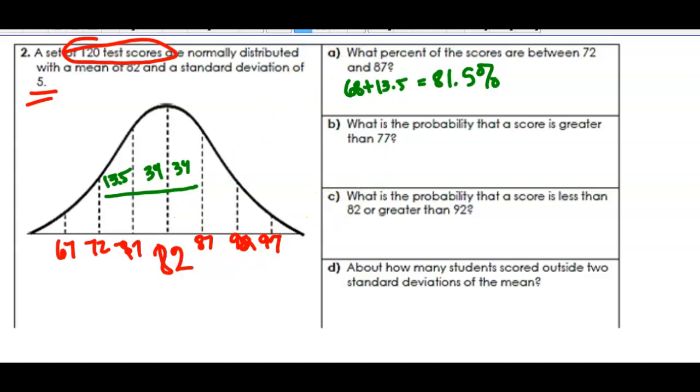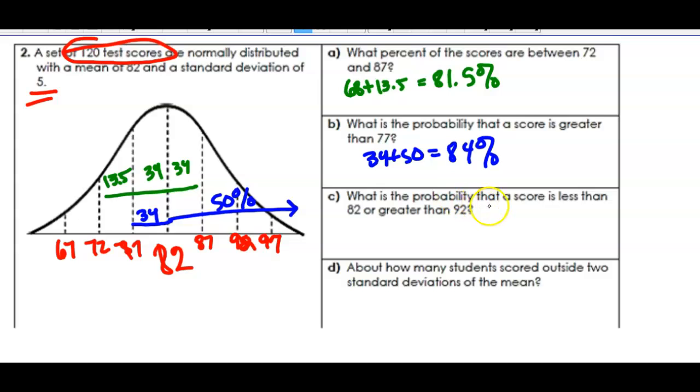What is the probability that a score is greater than 77? The easiest way I can think of to do that is to tell you all of this is 50%, and then this is another 34. So the probability that a score is greater than 77 would be 34 plus 50, or 84%.